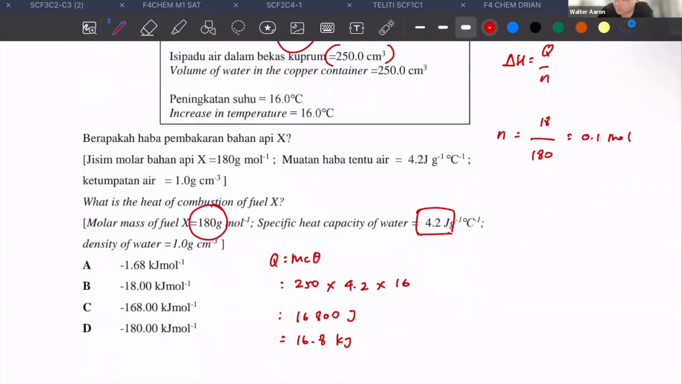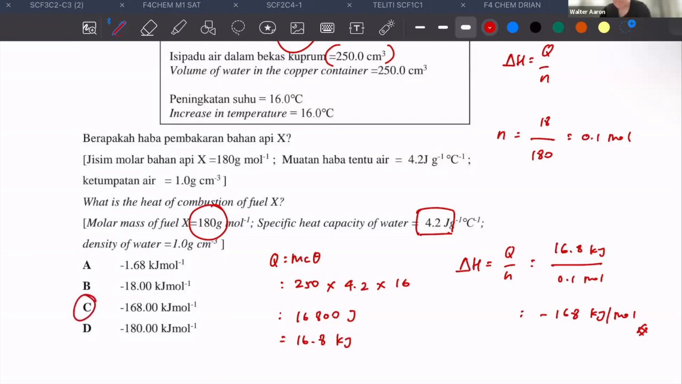Then after that, you can use the second formula over here, which is delta H equals Q over n, which is now 16.8 kilojoules divided by 0.1 mole, which will give you negative 168 kilojoules per mole. Okay, now this is your answer. Therefore, the answer here will be C. Negative 168 kilojoules per mole.